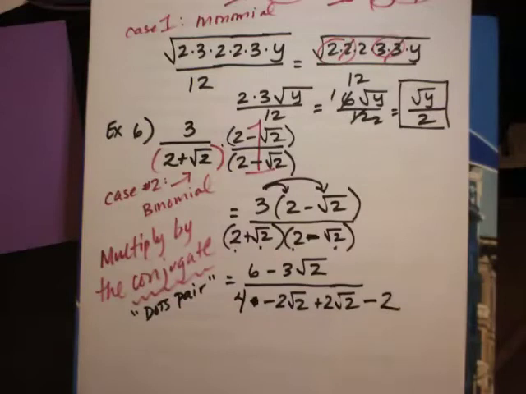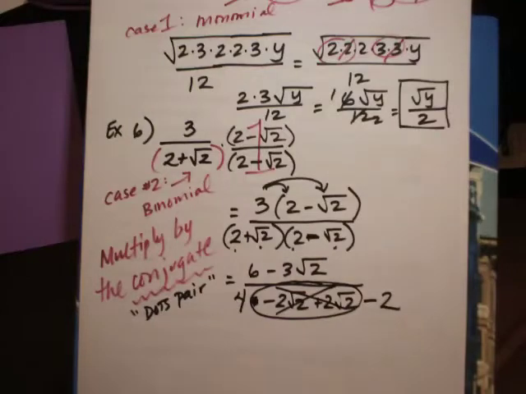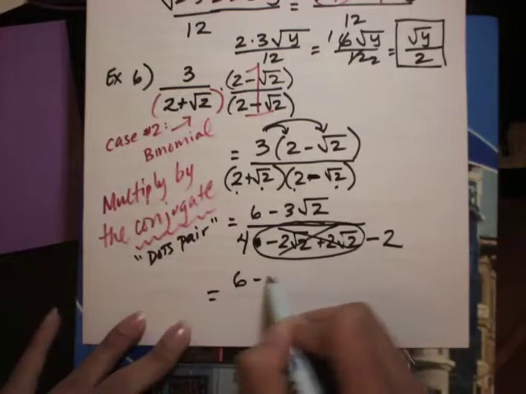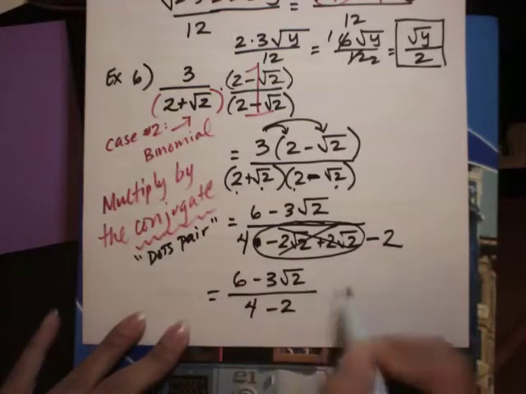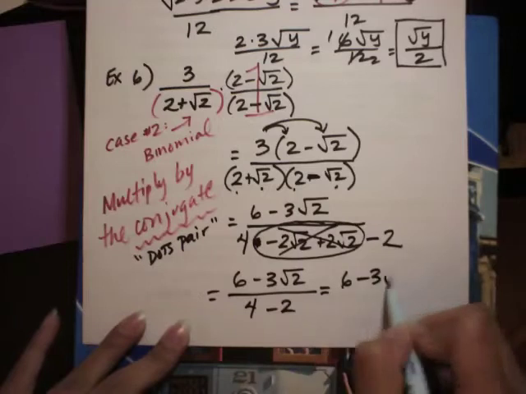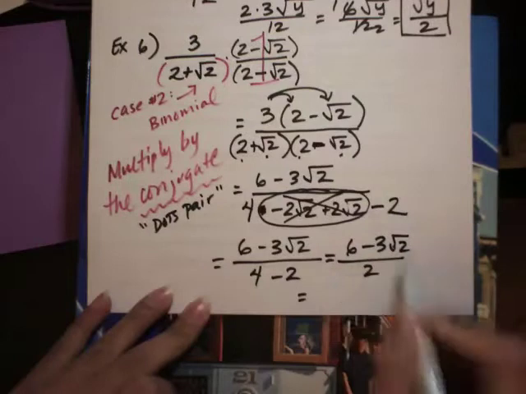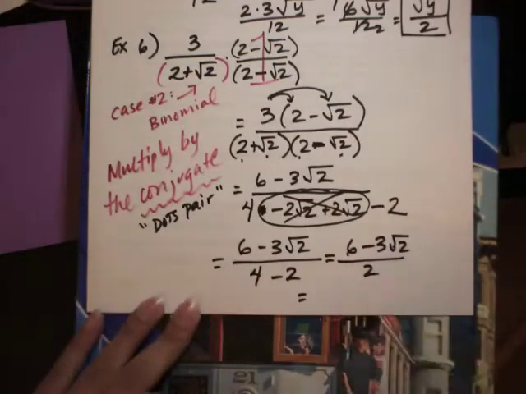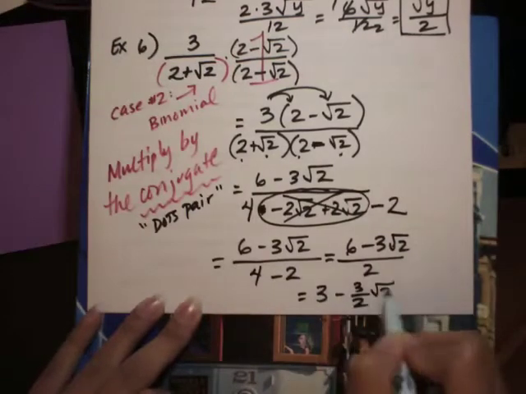So just like our dots, the inside and the outside will cancel out. So what we're left with will be 6 minus 3 root 2 all over 4 minus 2. Well, 4 minus 2, we can do that. 4 minus 2 is 2. And we can simplify this even more because we know that we're dividing by a monomial. That means we can divide each term by 2. So 6 divided by 2 is 3, and 3 root 2.